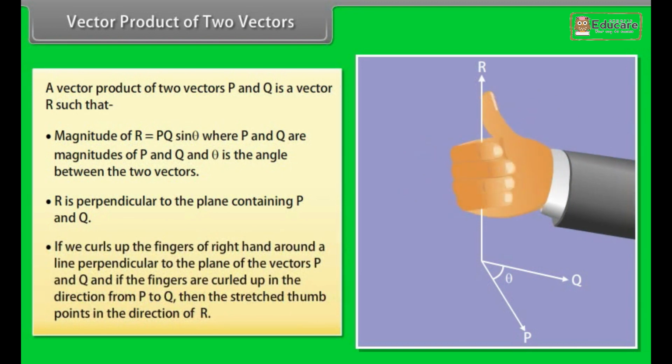If we curl up the fingers of the right hand around a line perpendicular to the plane of the vectors P and Q, and if the fingers are curled up in the direction from P to Q, then the stretched thumb points in the direction of R.